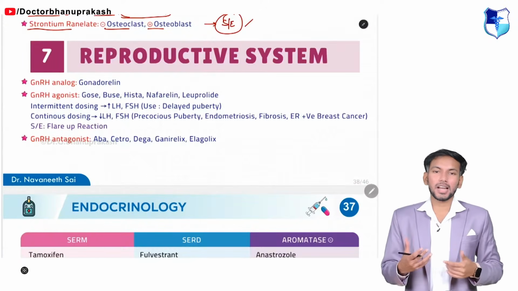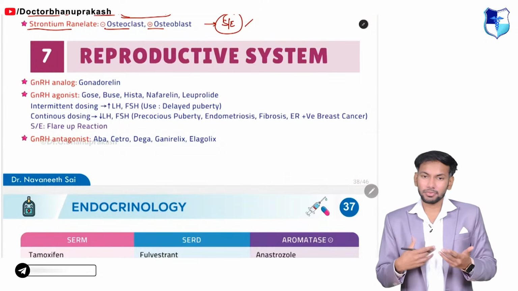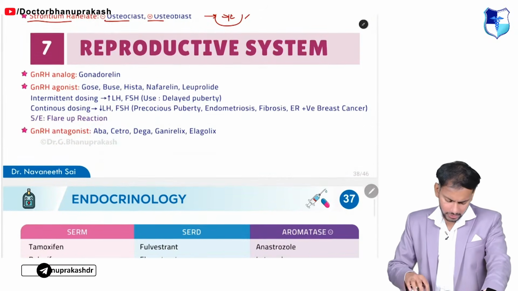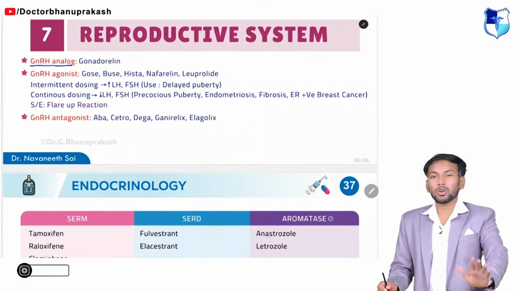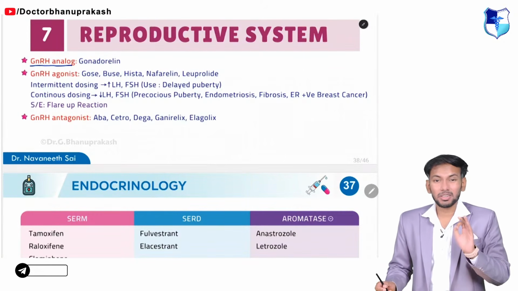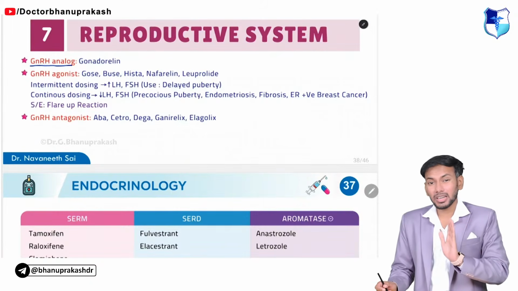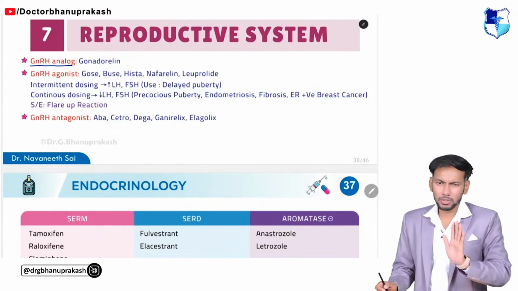Yes. So now we'll start with the drugs acting on the reproductive system. First, we'll see the female reproductive system drugs. Yes, these are going to be GnRH analogs. Now, when gonadotropin releasing hormone is released, it will act on the pituitary gland. It will release LH and FSH. This much you already know.